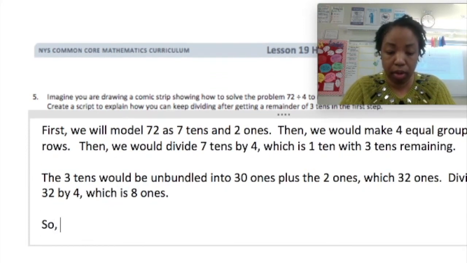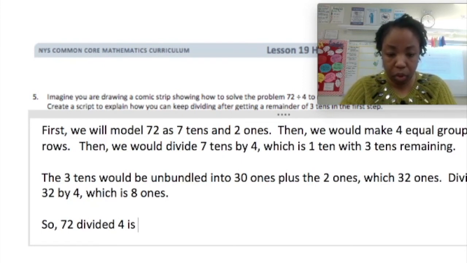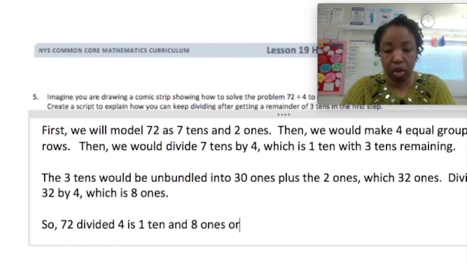So 72 divided by 4 is 1 ten and 8 ones, or 18.